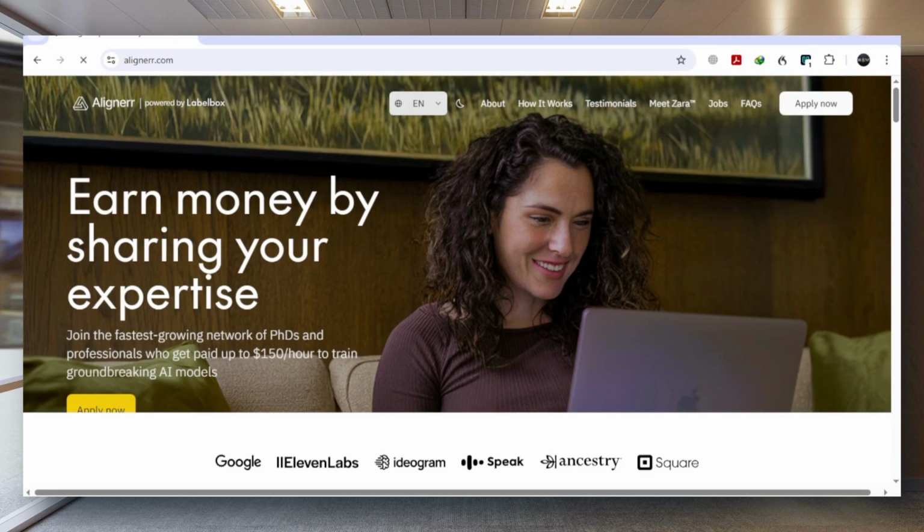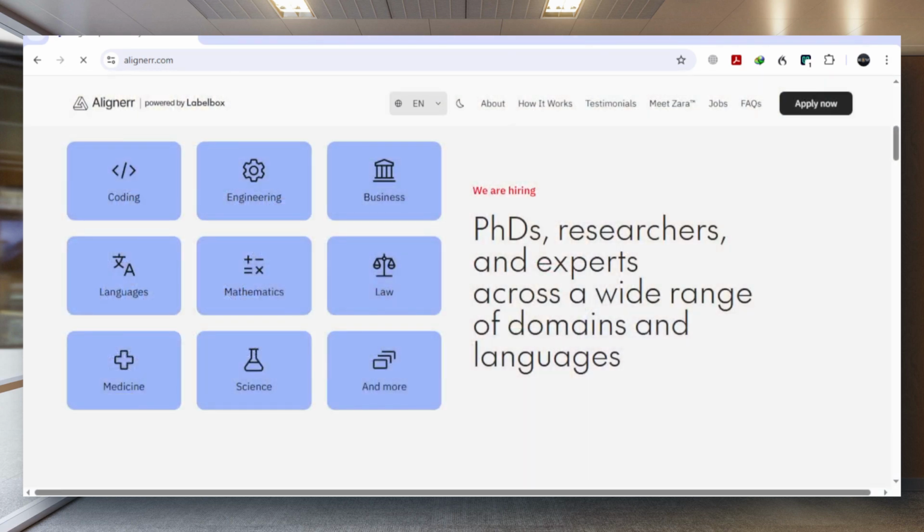Now today we're going to be talking about a certain platform called Alignerr, which basically deals with AI, the training of AI. So it's one of those platforms where you can actually train AI on a variety of subjects and things of that nature. So what type of subjects are there? We've got coding, engineering, business, languages, mathematics, law, medicine, science, and other things.